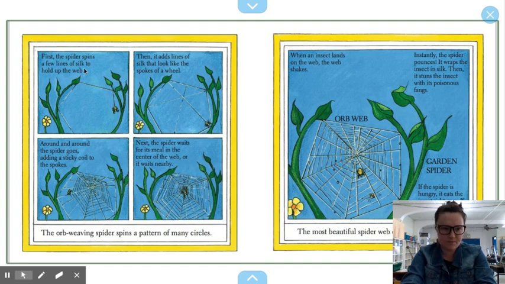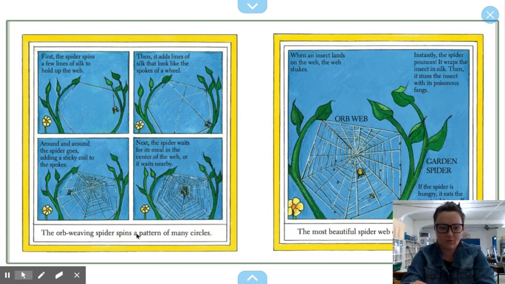First, the spider spins a few lines of silk to hold up the web. Then it adds lines of silk that look like the spokes of a wheel. Around and around the spider goes, adding a sticky coil to the spokes. Next, the spider waits for its meal in the center of the web, or it waits nearby.